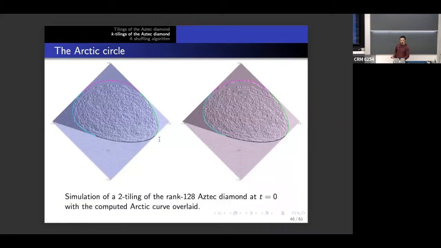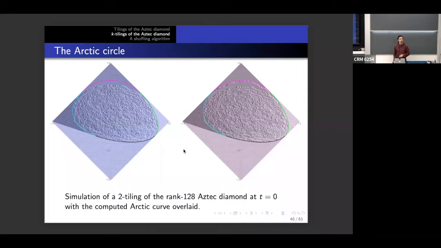And here it is overlaid on the simulation. So one thing to note is that both colors have exactly the same Arctic curve, which is kind of surprising because our interaction was not symmetric with respect to the colors. So this is something we don't really understand. We somehow get some asymptotic symmetry that isn't really apparent in the discrete version of the model.